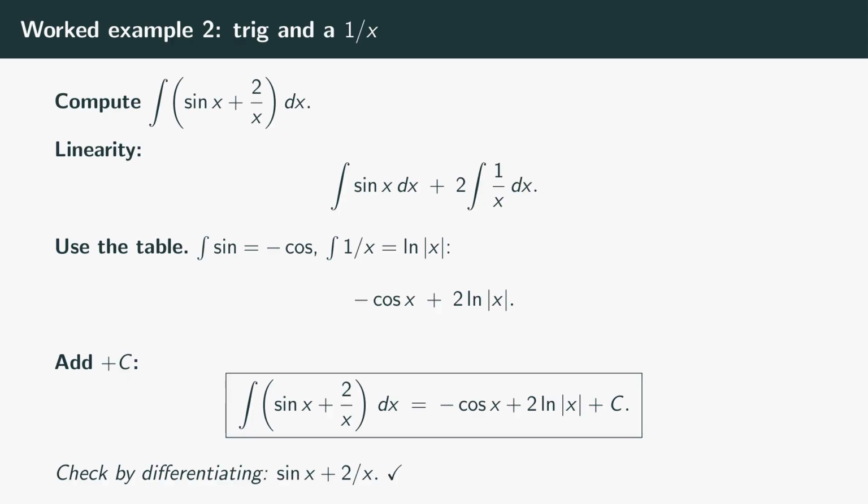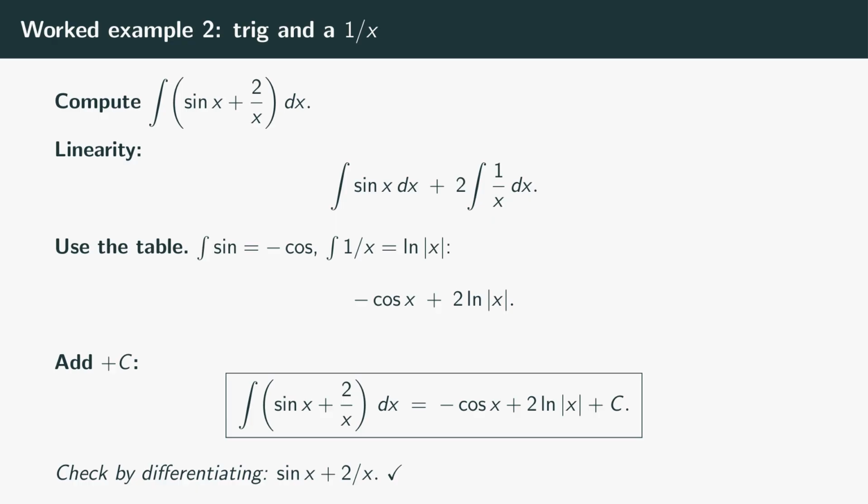Second worked example. Compute the integral of sine x plus 2 over x dx. Linearity again. Split into the integral of sine x plus twice the integral of 1 over x. From the table, the integral of sine x is minus cosine x. Watch the sign, and the integral of 1 over x is the natural log of the absolute value of x. Combine. Minus cosine x plus 2 times the natural log of the absolute value of x plus c.